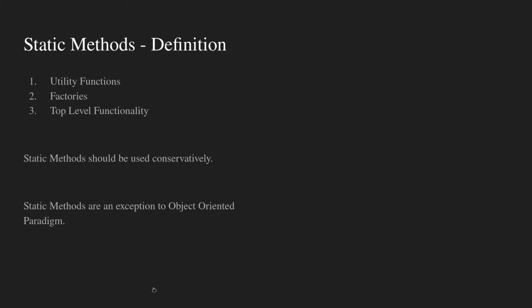So static methods should be used conservatively. They're kind of an exception to our object-oriented paradigm. And what it allows you to do, a static method is like this kind of cheat code you can use to run code without having any real dependencies on it. Like you don't need an instantiation to run it.